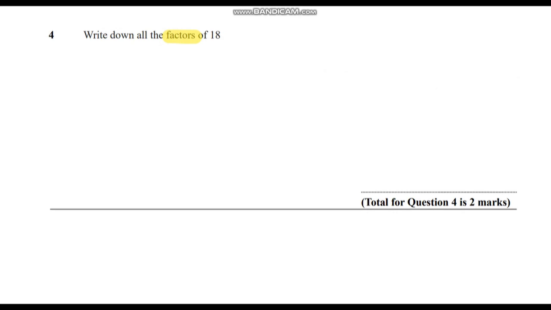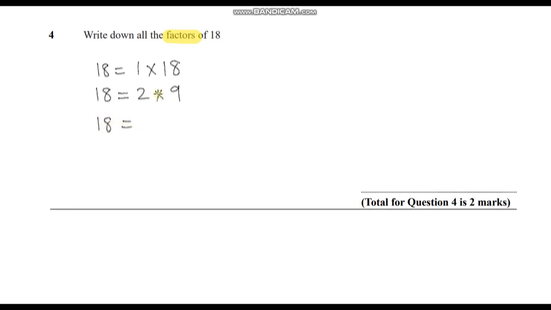Question 4, write down all the factors of 18. A factor of a number is just a number that goes into another number. So what 2 numbers can we multiply together to get 18? Well, we can have 1 times 18. So 1 and 18 are both factors of 18. How else can we get to 18? What other 2 numbers can we multiply together? Well, 2 is a factor because it's even, and 2 times 9 is 18. Okay, but we're not done there.